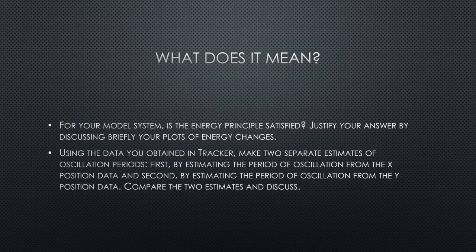For the first What Does It Mean question, as you can see, the energy principle is satisfied because the delta E is always equal to 0, the yellow line. So when one energy increases, the other decreases so that the total energy is equal to 0 throughout the entire model.